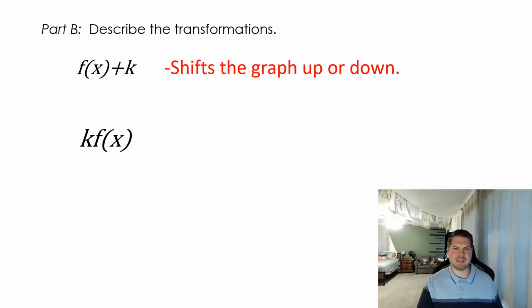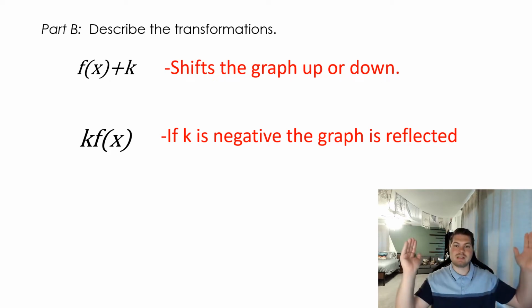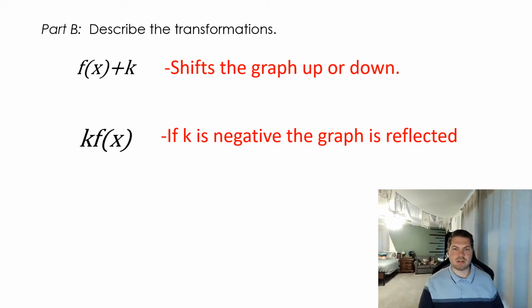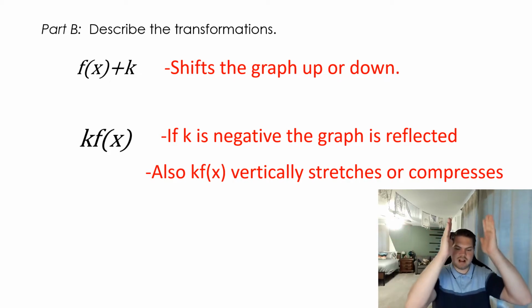K times f of x, if you remember, let's just say that we make the graph negative, and so k was just -1 or just a negative, it could flip the graph. The graph would become reflected. However, let's also say k is 2 or 3 or 1/2 or 1/3. It's going to make the graph either shrink and compress or expand, stretch. So it's going to vertically stretch or compress the graph.